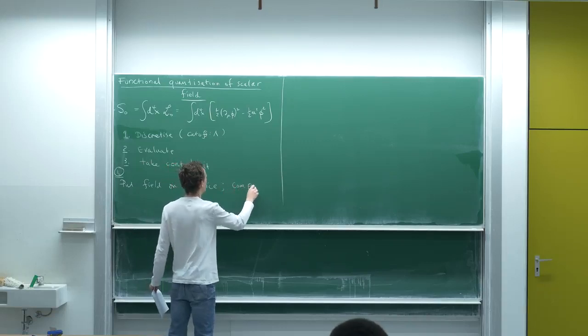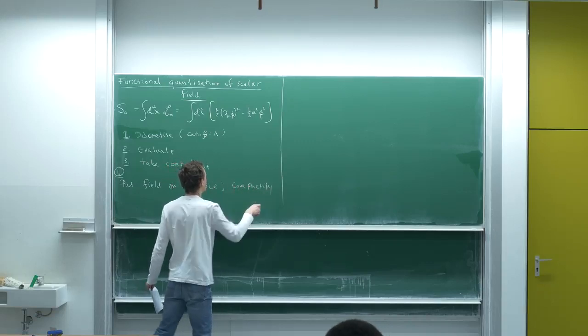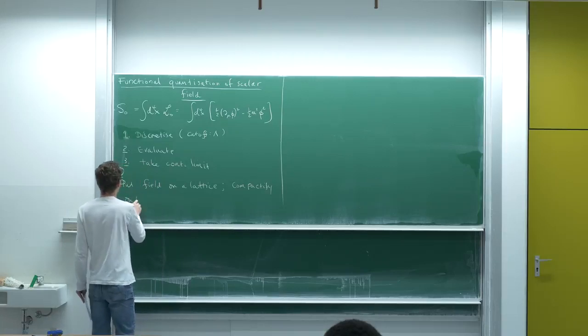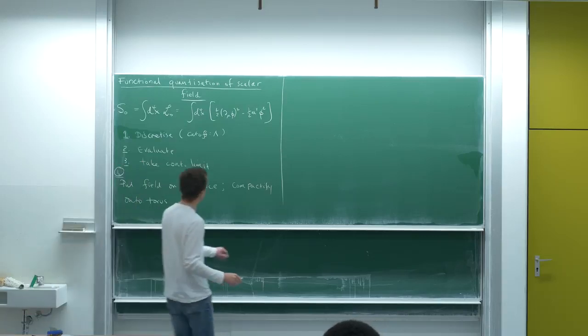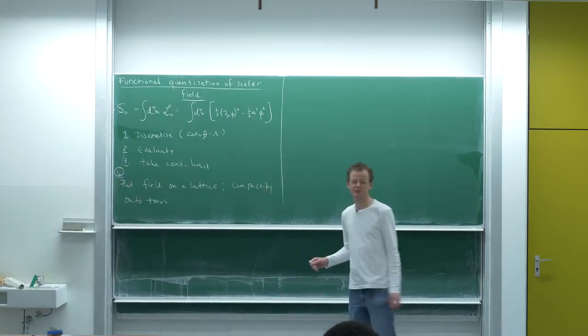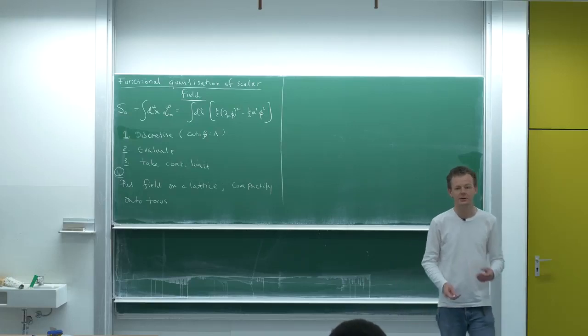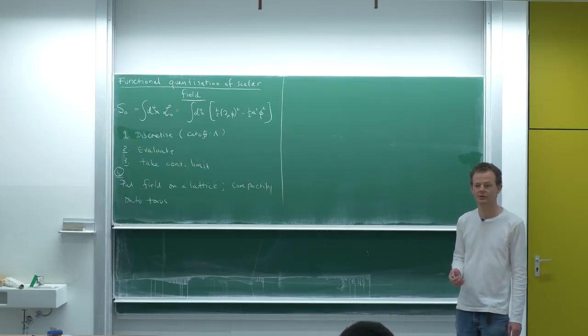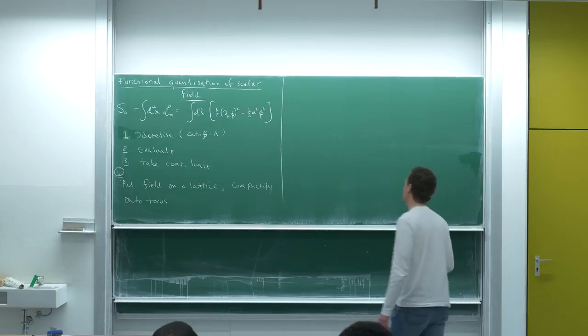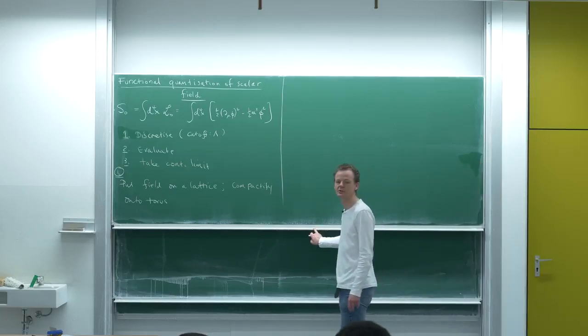compactify onto a torus. So why do I do that? Well, because you run into troubles when you have Gaussian integrals over an infinite number of variables. So there's no Gaussian measure for an infinite dimensional Hilbert space.